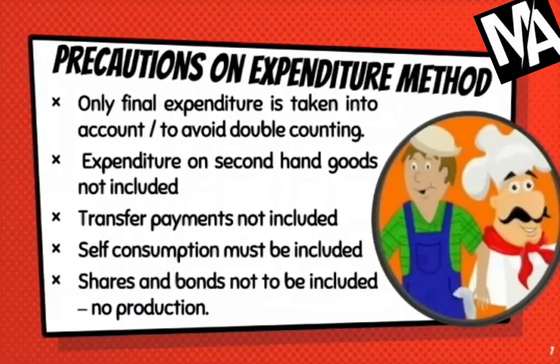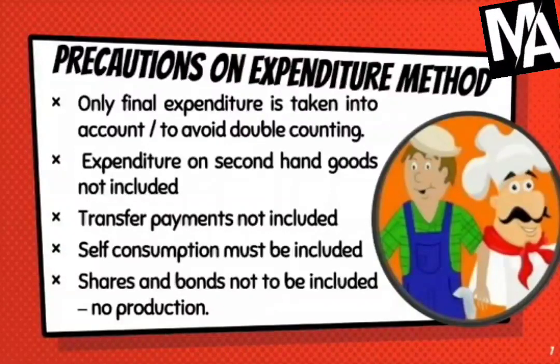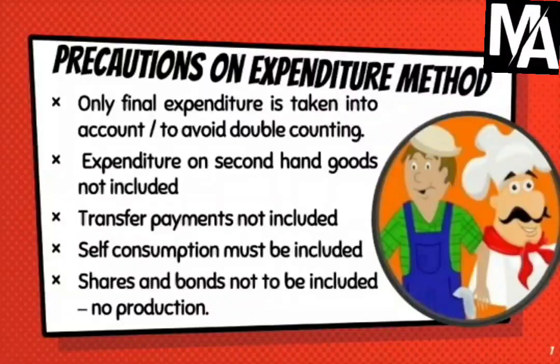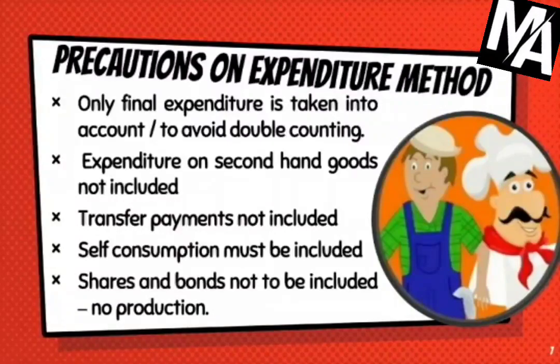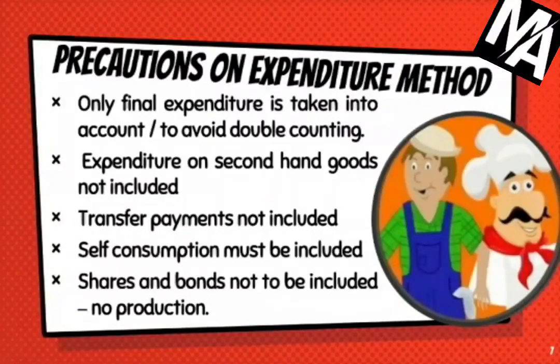Whatever is produced by you and consumed by yourself has to be included, because you are creating a value, and also even though you're not spending on it, you are consuming the value of that product, that goods or that services. And therefore, since any monetary value is created in the economy, that has to be considered in the expenditure method. And finally, shares and bonds should not be included.